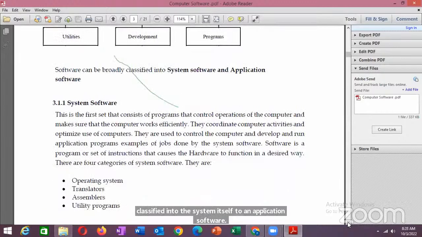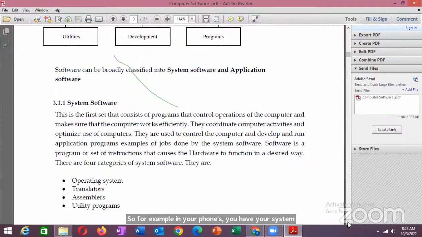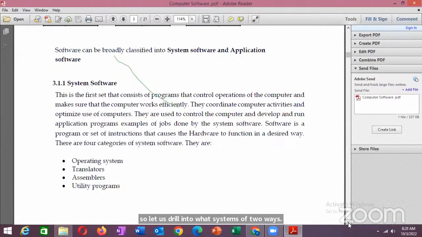For example, in your phones, you have system software. We have the Android operating system, which is part of system software. Those that you use to type and input, like the Excel sheet and the Word sheet, are actually application software. So let us dwell into what system software is.